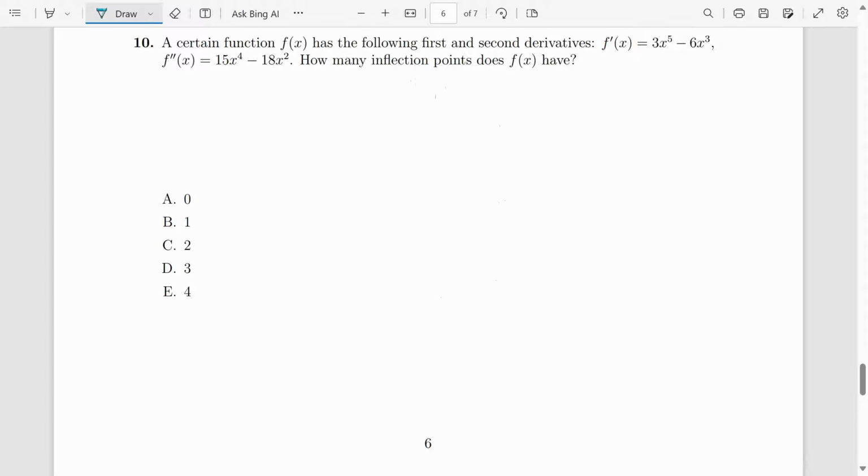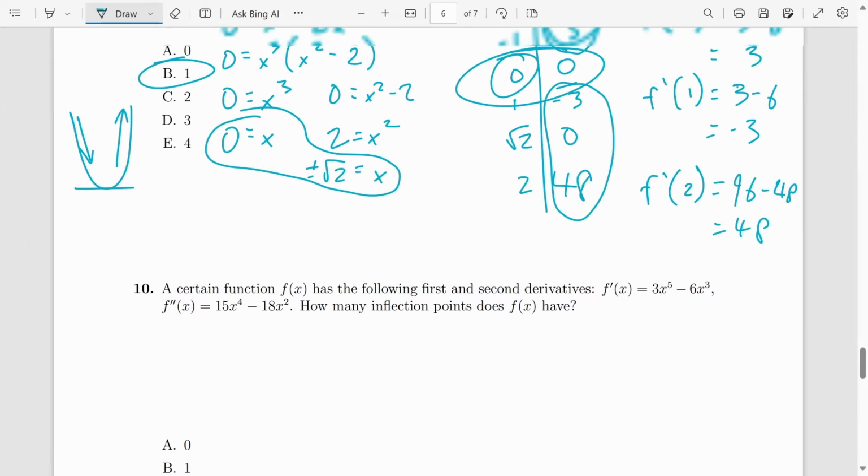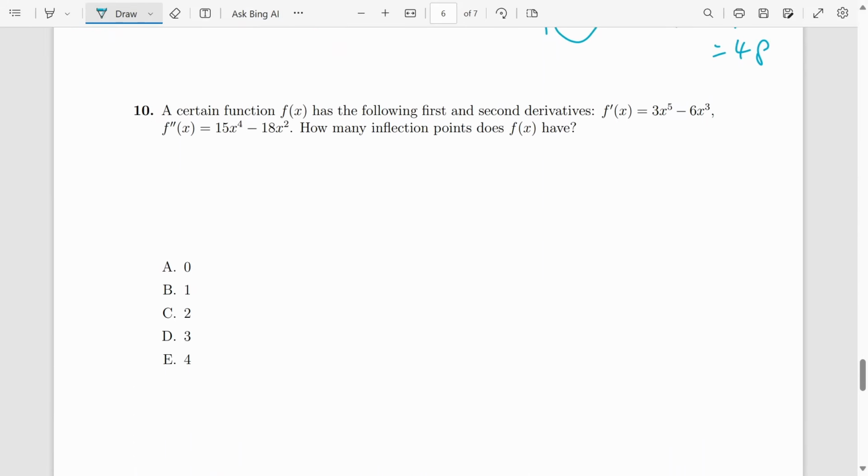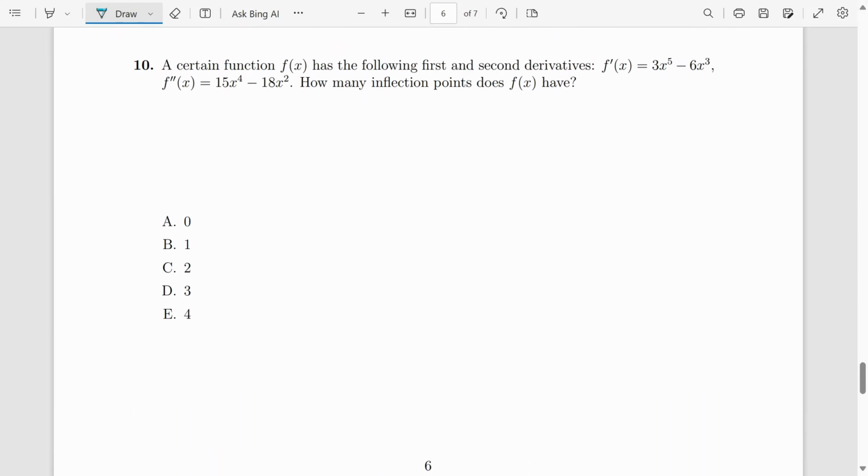Question 10. This is almost an exact repeat of the previous one, question 9. It has the same setup with the same first and second derivatives of f of x. It's just asking for a different part of it. So question 9 asked for how many relative maxima. This one is asking for how many inflection points f of x has.